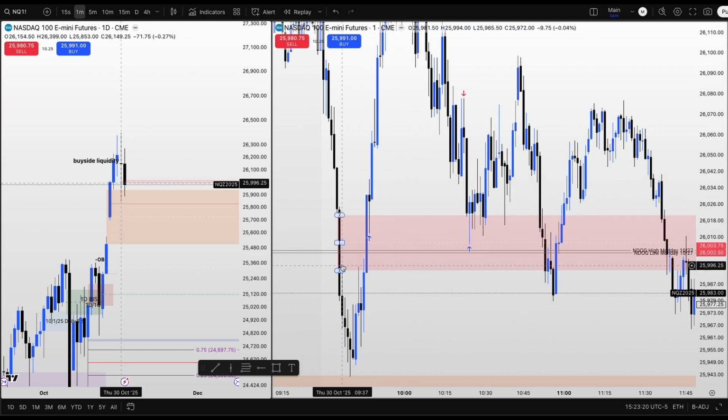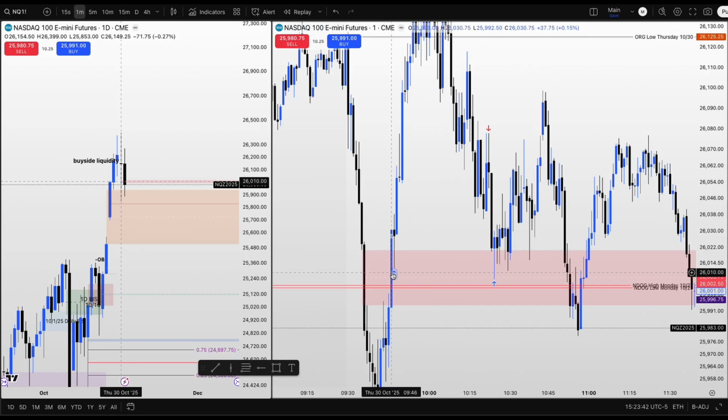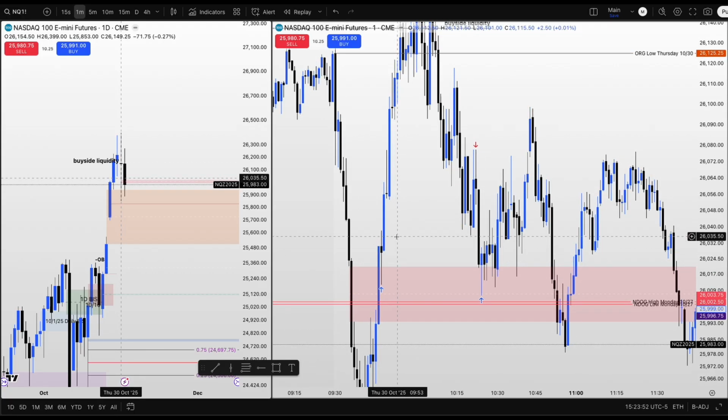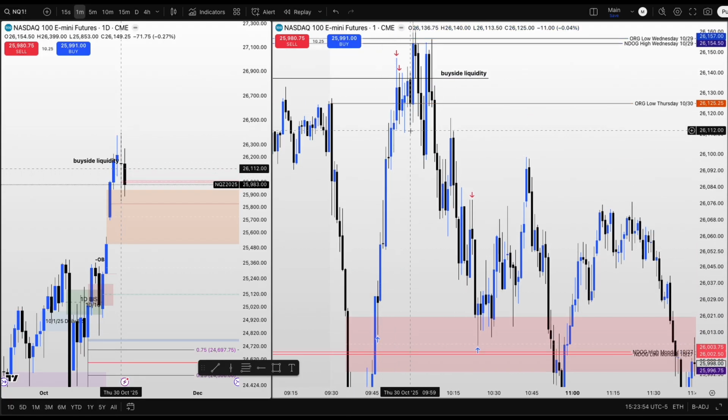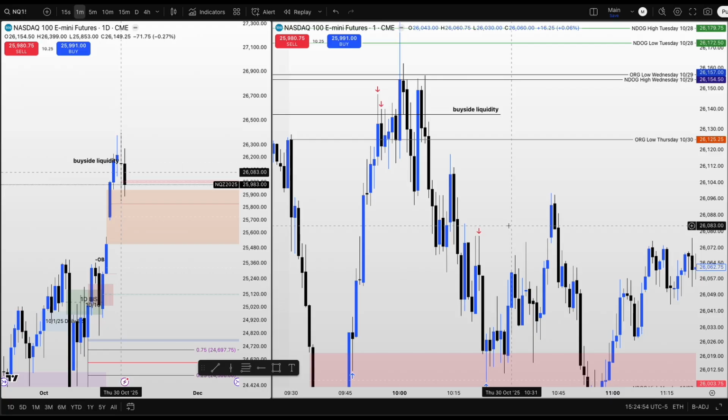I had my stop loss placed a tick below the new day opening gap here, because price really respects these levels. But as you can see, we wick into this inverse fair value gap, and we close well above the high of the fair value gap here. And then we just have a clean run towards the buy side liquidity.